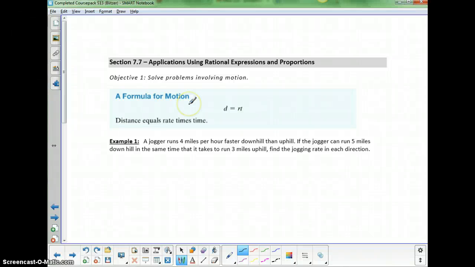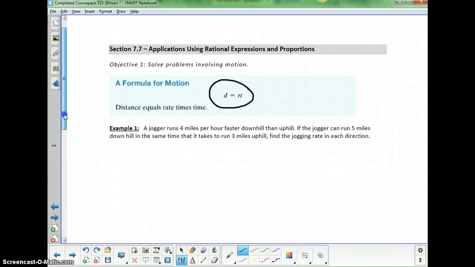In section 7.7, we're going to talk about applications using rational expressions and about proportions. In the first objective, we're going to look at problems involving motion. So we've already seen this formula before: distance is equal to rate times time. We're going to use that formula in the first example here.